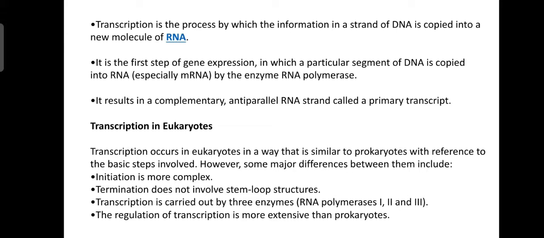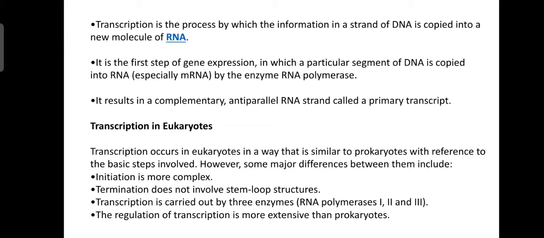As simple as that, it is a process by which the information from the DNA is copied to the RNA molecule, and that molecule formed from DNA is called the primary transcript. For this process to take place, an enzyme is required, that is RNA polymerase.